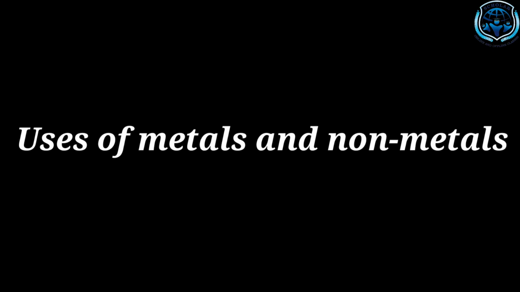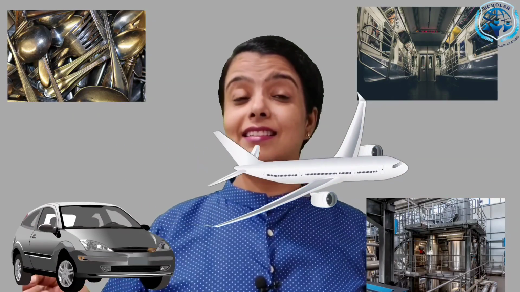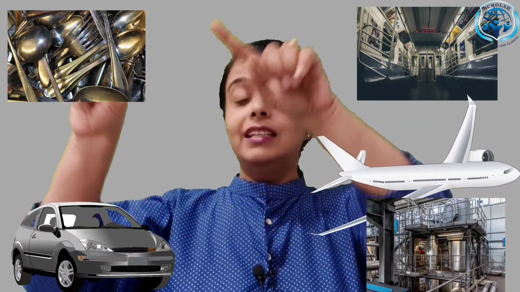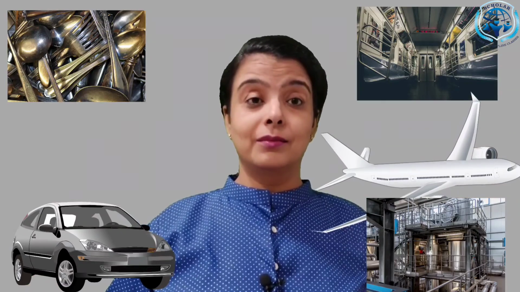Uses of metals and non-metals. Look at this and this. These are all metals. So now you can guess how useful metals are in our daily life. Now look at the uses of non-metals.